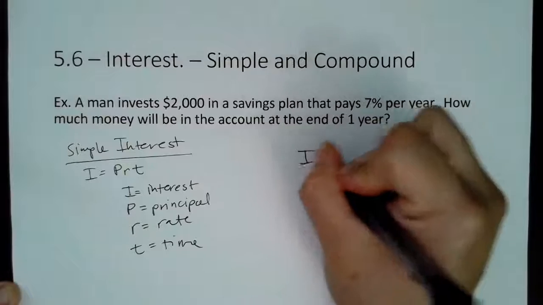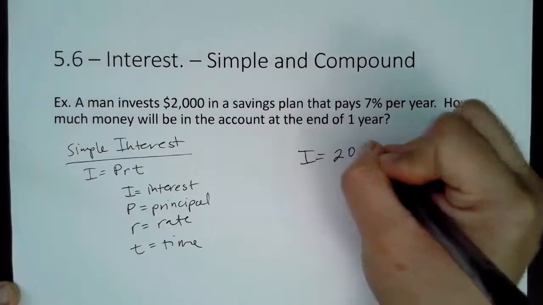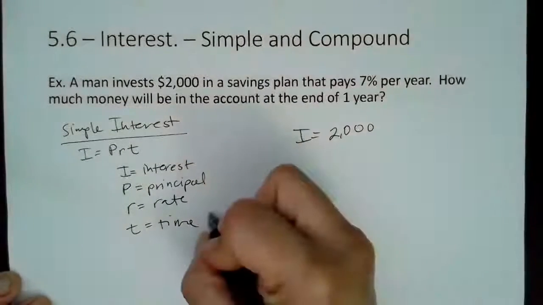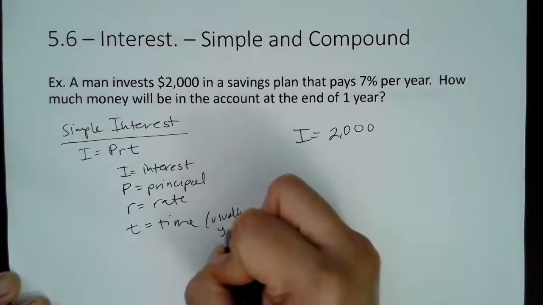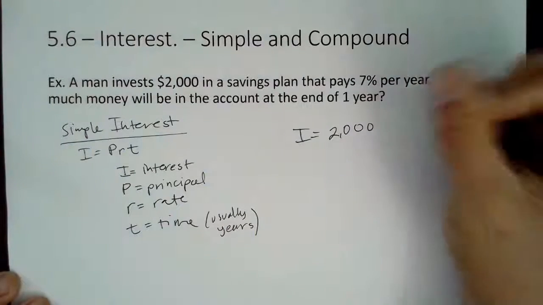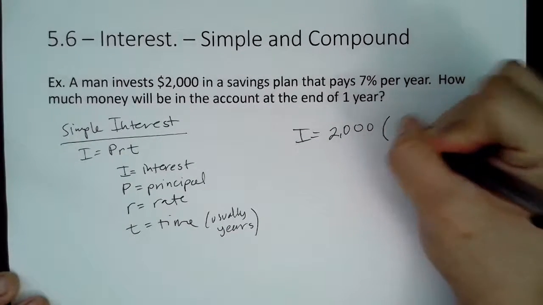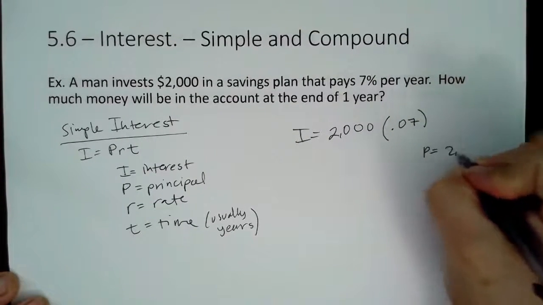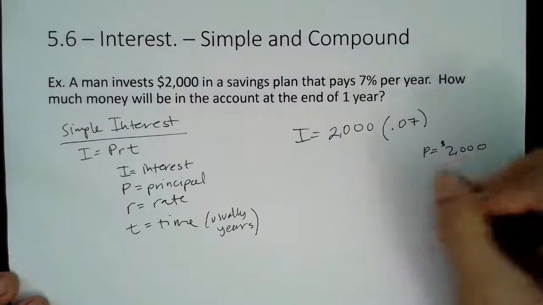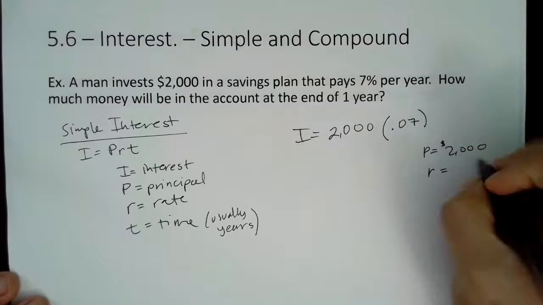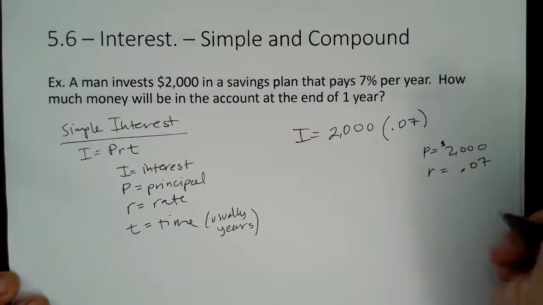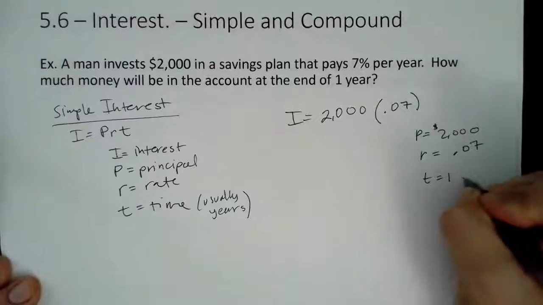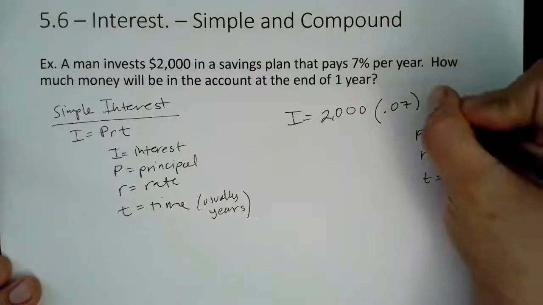So here the interest, it will be $2,000 times, and then in this case usually it's years, okay, usually but not always. So $2,000, 7%. So here P, the principal amount is $2,000 because that's the initial deposit, and then the rate is going to be 0.07 because it's a percent expressed as a decimal, and then the time is just 1 because it's 1 year. So this is times 1.